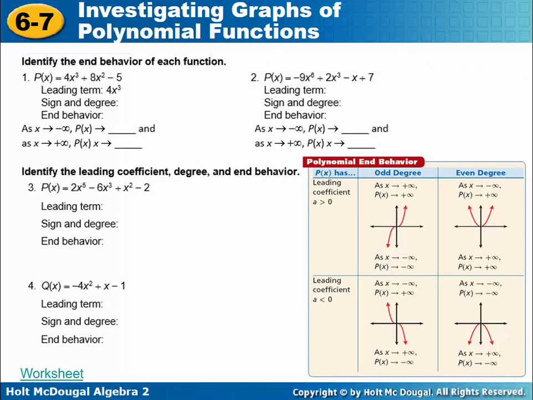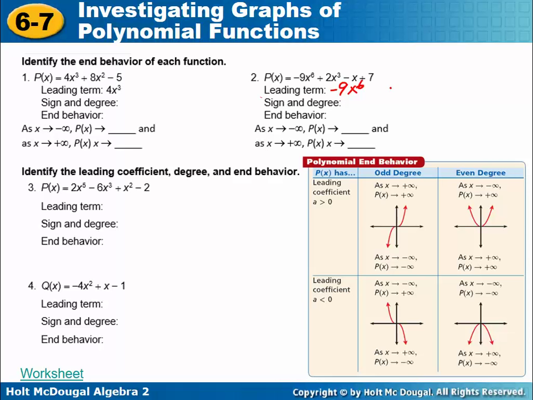All right, here's the problems from your worksheet. Now I copied the graph on here, the cheat sheet, so that we can use this to refer back to. So let's look at number 2. We have negative 9x to the 6th plus 2x to the 3rd minus x plus 7. So you have to name the leading term, which is negative 9x to the 6th.